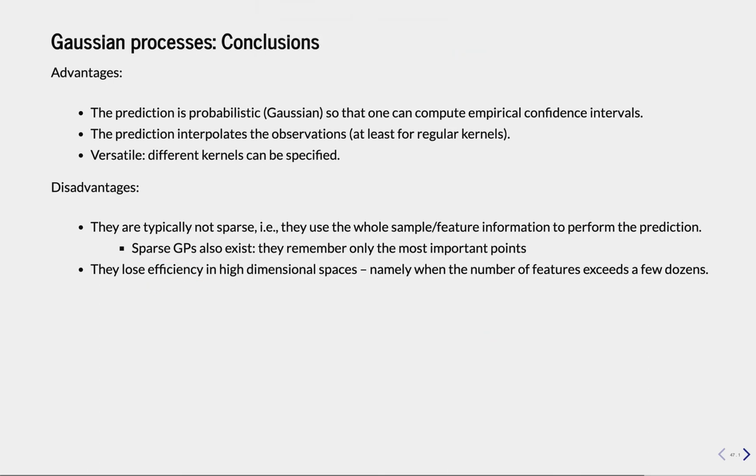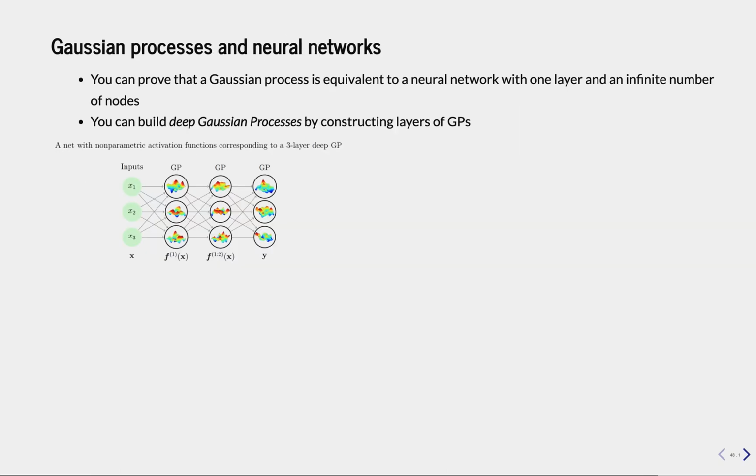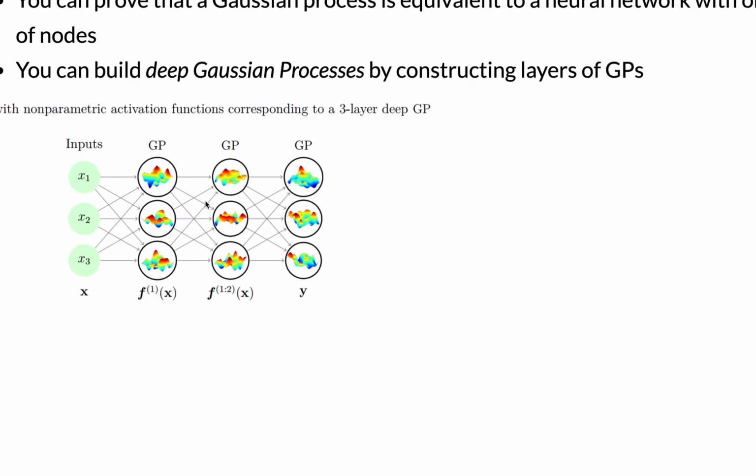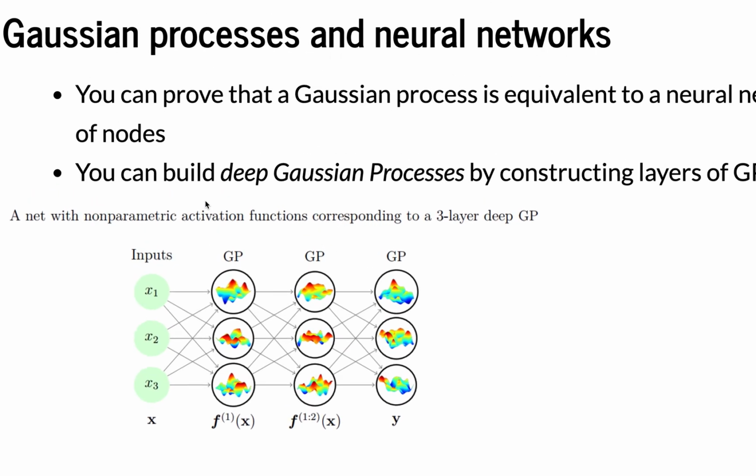And well, just in case you're wondering, yes, you can do deep GPs as well. That basically is like a neural network in which all the nodes are GPs. So you have some inputs, you learn a GP over that, this GP makes predictions, and these are the inputs for another GP. And yeah, you can stack them together.